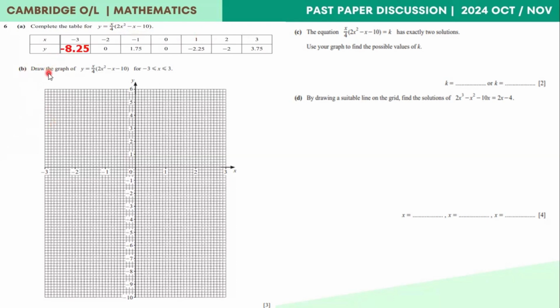Now the B question. Draw the graph of y equal x over 4 bracket 2x square minus x minus 10 for x greater than or equal to minus 3 and x less than or equal to plus 3. So now we should just plot these points. So start plotting.